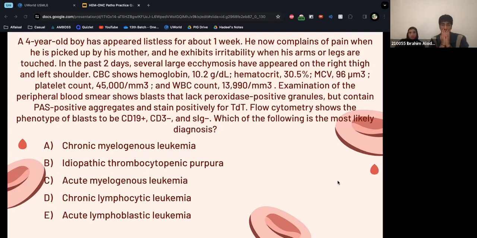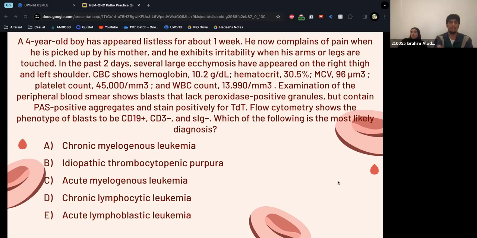Examination of the peripheral blood smear shows blasts that lack peroxidase positive granules but contain PAS positive aggregates and stain positively for TdT. Flow cytometry shows the phenotype of the blasts to be CD19 positive, CD3 negative, and surface immunoglobulin negative. Which of the following is the most likely diagnosis? So we have E.